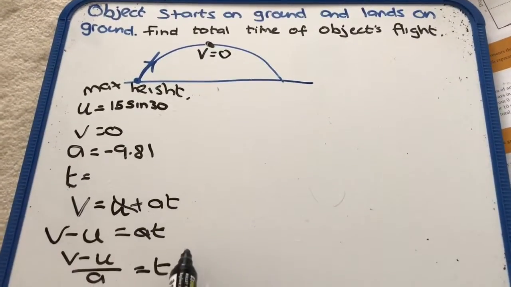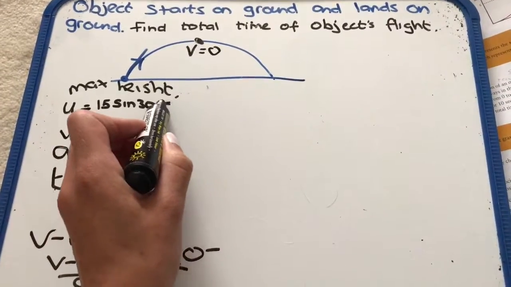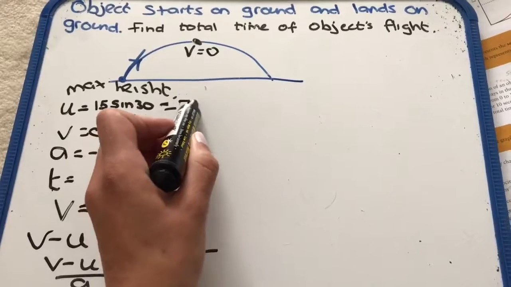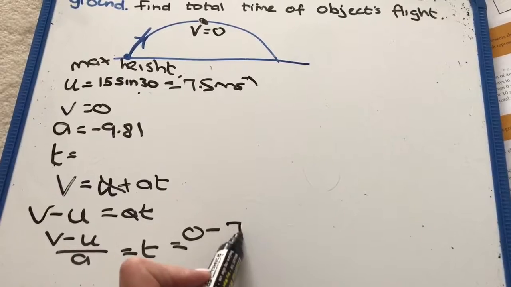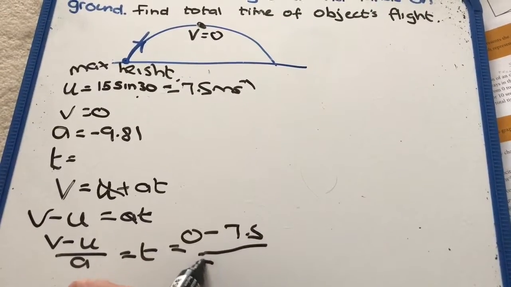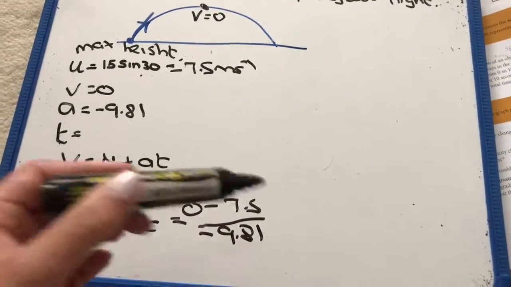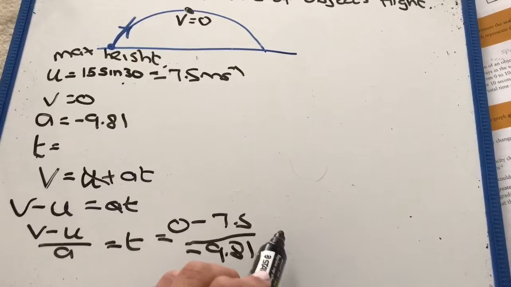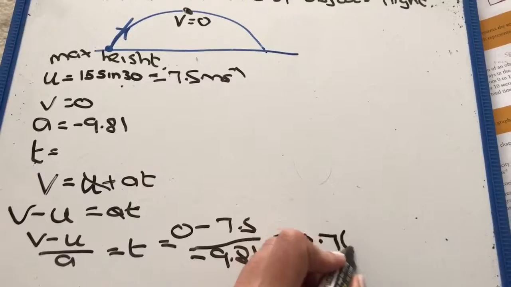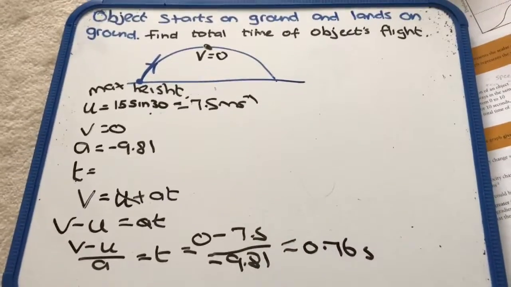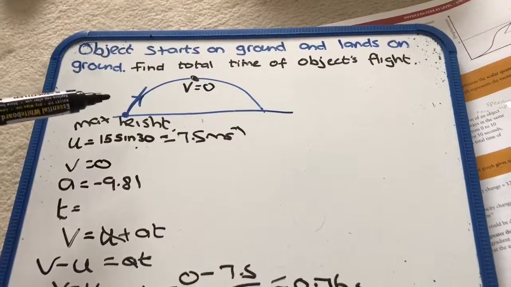So again, we're just going to put in the numbers. So it's 0, take away 15 sine 30. Well, sine 30 is equal to a half, so this is going to be 7.5 meters per second. So it's 0 take away 7.5, divide that by minus 9.81. So your negative sign here is important because it means these two are going to cancel out because you can't get a negative time. And we're going to get a value of 0.76 seconds.